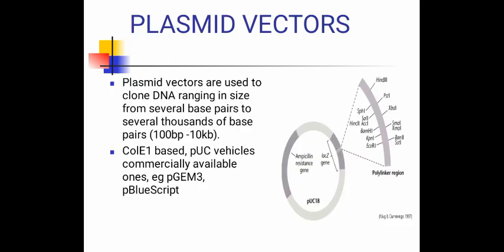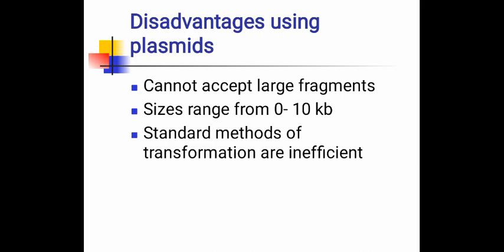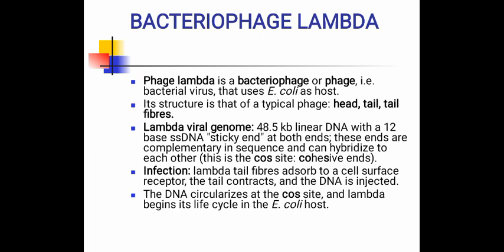Disadvantages. Plasmids cannot accept large fragments, the size range is from 0 to 10 kb. Standard methods of transformation are inefficient.